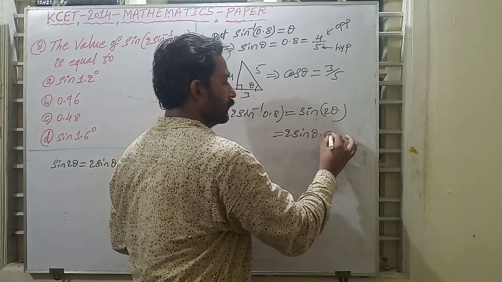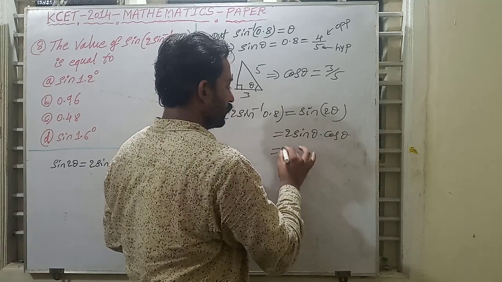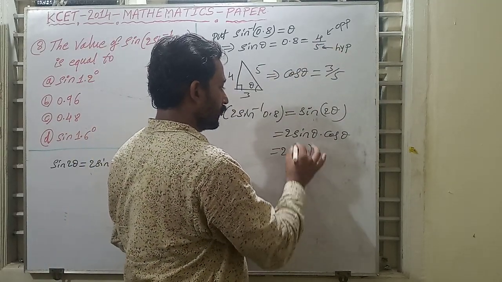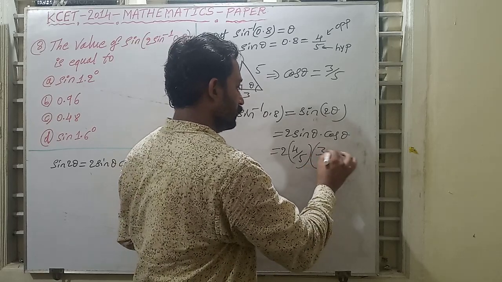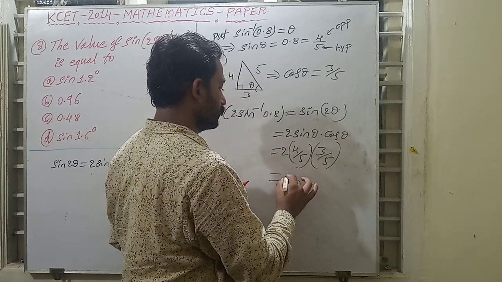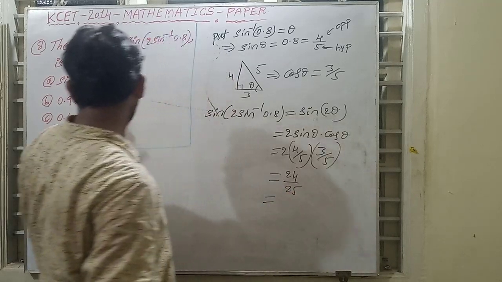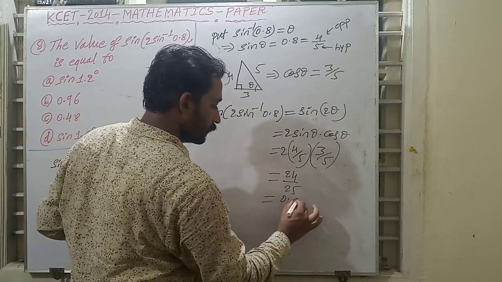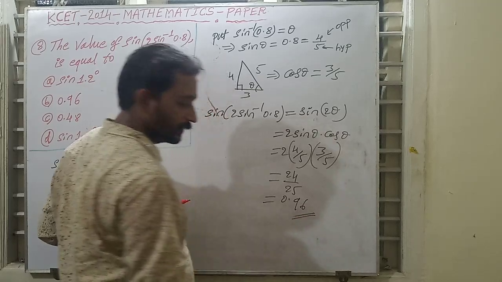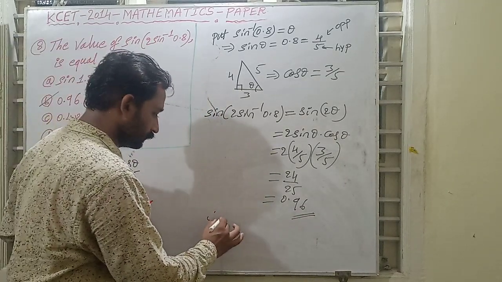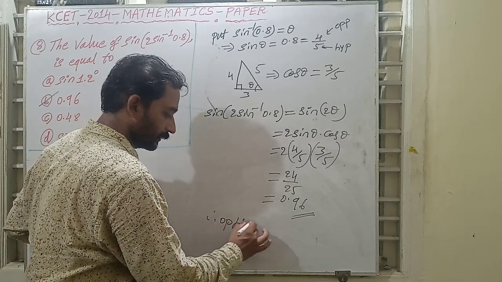2 sin theta into cos theta. So sin theta is equal to what? 4 by 5. And cos theta is equal to what? 3 by 5. So 4 times 3 is 12, 12 times 2 is 24, divided by 25. So simplify this, we get the answer 0.96. 0.96 is the answer. So option B is correct. Therefore, option B is correct.